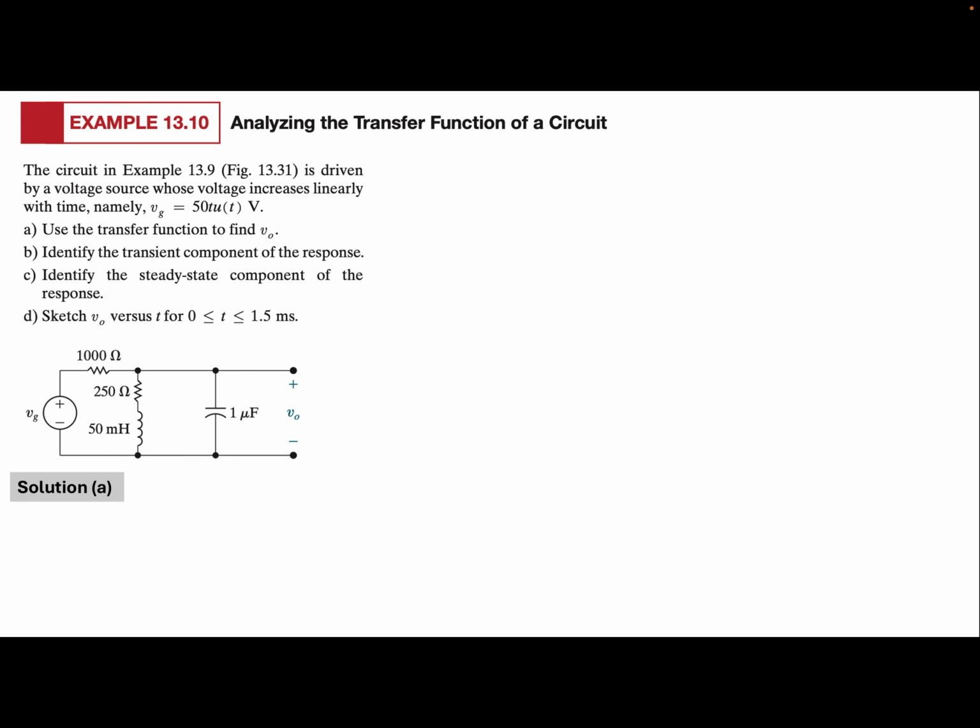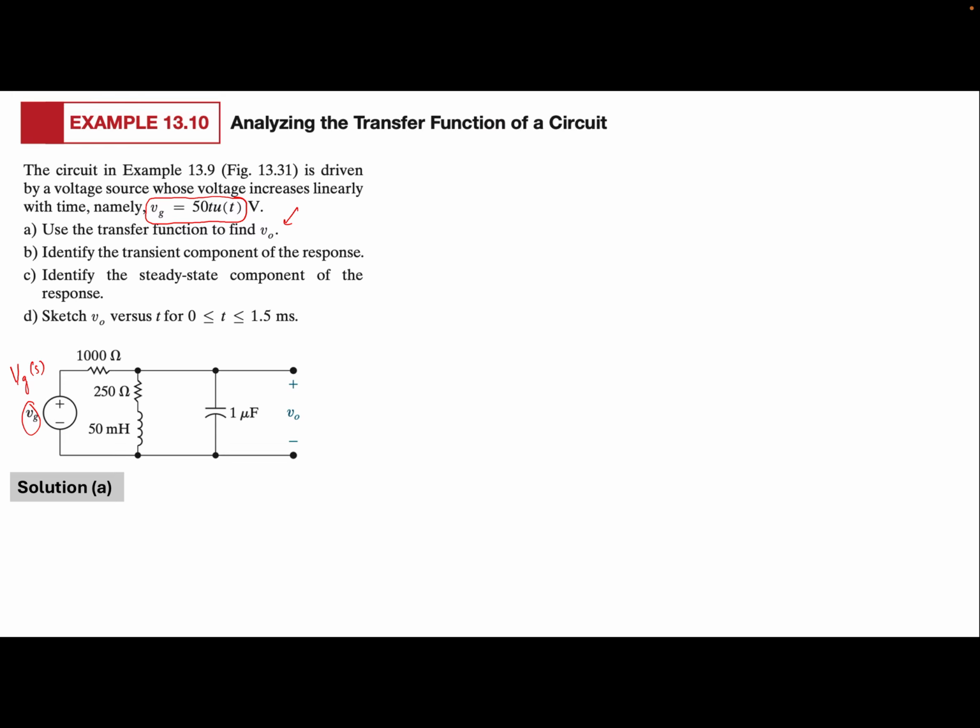Here's a circuit. We just did that in the previous example problem as well. The circuit is the same. We already found the transfer function of this problem, so I'm not going to find the whole transfer function. The difference is that previously we just assumed the input to be capital VG of s, without worrying about what that VG was. Now in this example problem, we are given the function VG of t, which is 50 times t. It's a ramp, and the ramp starts at t equals 0 because it's multiplied by a step function.